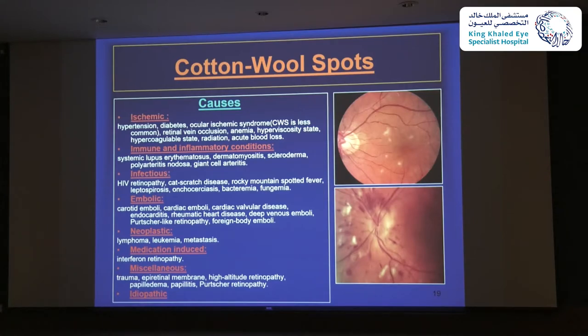This is just to summarize for you the causes: ischemia, immune and inflammatory conditions. So cotton wool spots are important. We have a lot of things together, okay? As I'm working in retina and uveitis, usually I'm thinking in that way, especially in young patients. We have infectious, embolic, neoplastic, medication-induced causes like interferon retinopathy. We have miscellaneous causes like demyelinating membranes, high altitude retinopathy, papilledema, papillitis. And if there is nothing, then we consider it idiopathic.